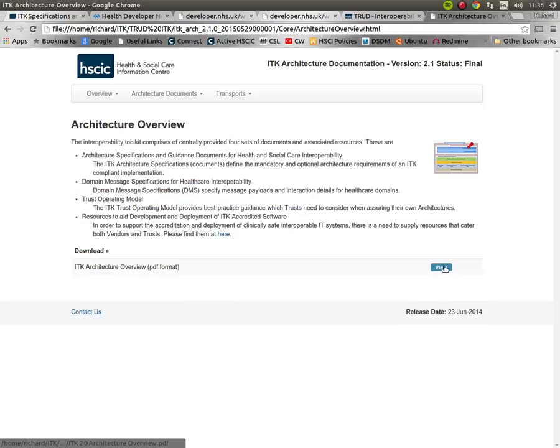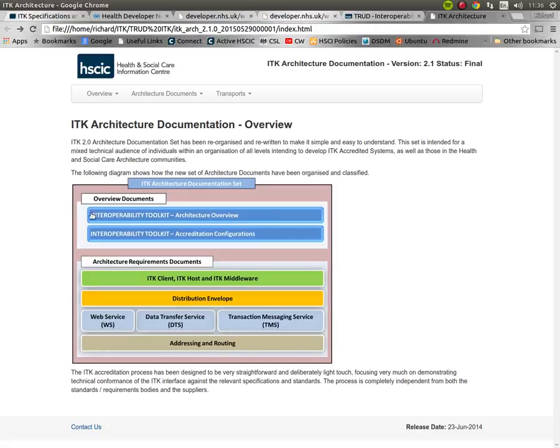This is a PDF document, and it covers a lot of the base knowledge that you need to understand ITK. It describes the system types and so on, so I would definitely advise reading that document first. We've also got in here accreditation configurations. I'll come on to that later when I cover the accreditation pack. So that's the architecture documentations.